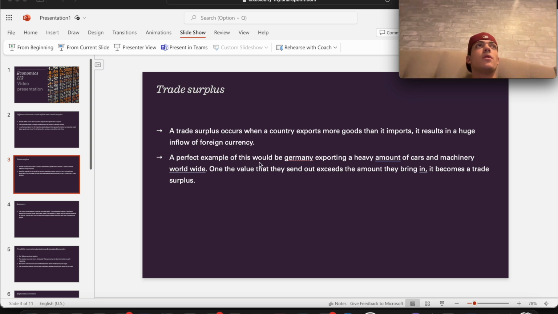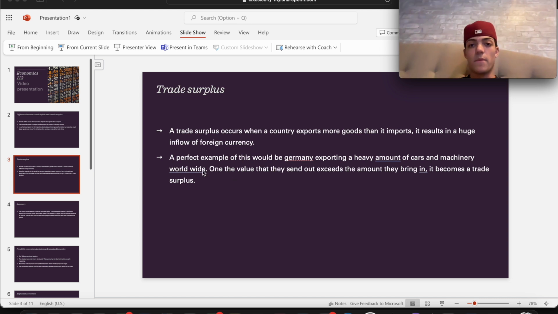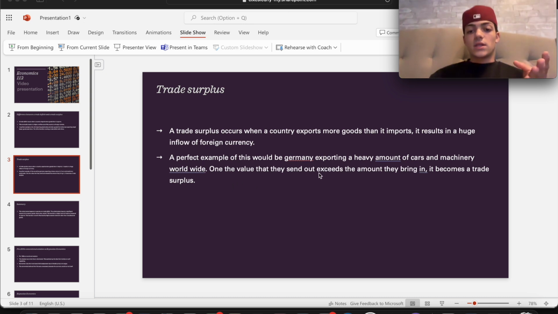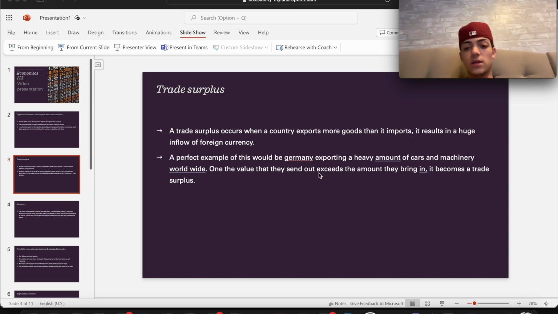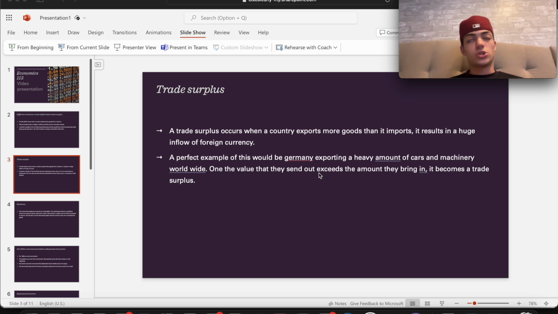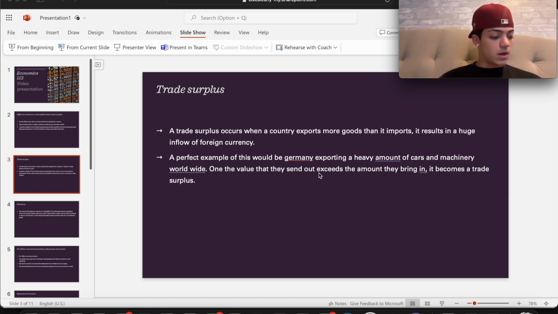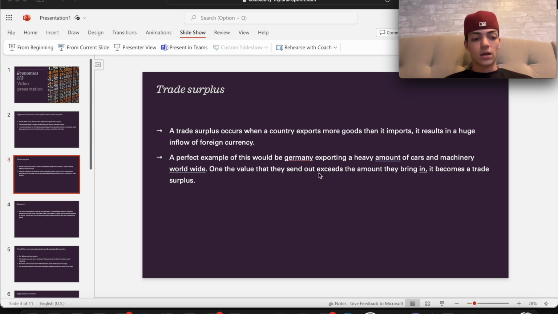So they sell them for a much higher value to us, and then we obviously have to pay it. So once the value that they send out exceeds the amount that they bring in, it becomes a trade surplus. So they're making all of the money there, and not having to spend anything.